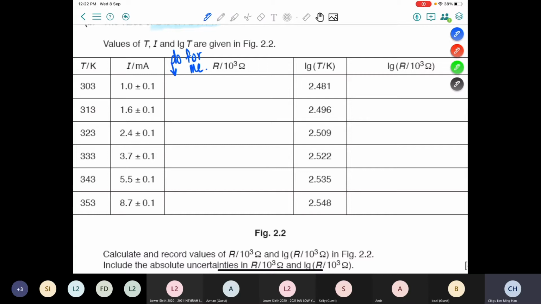Also, try not to compare the answer. I know the answer is just on the next page. Try not to look at the answer.